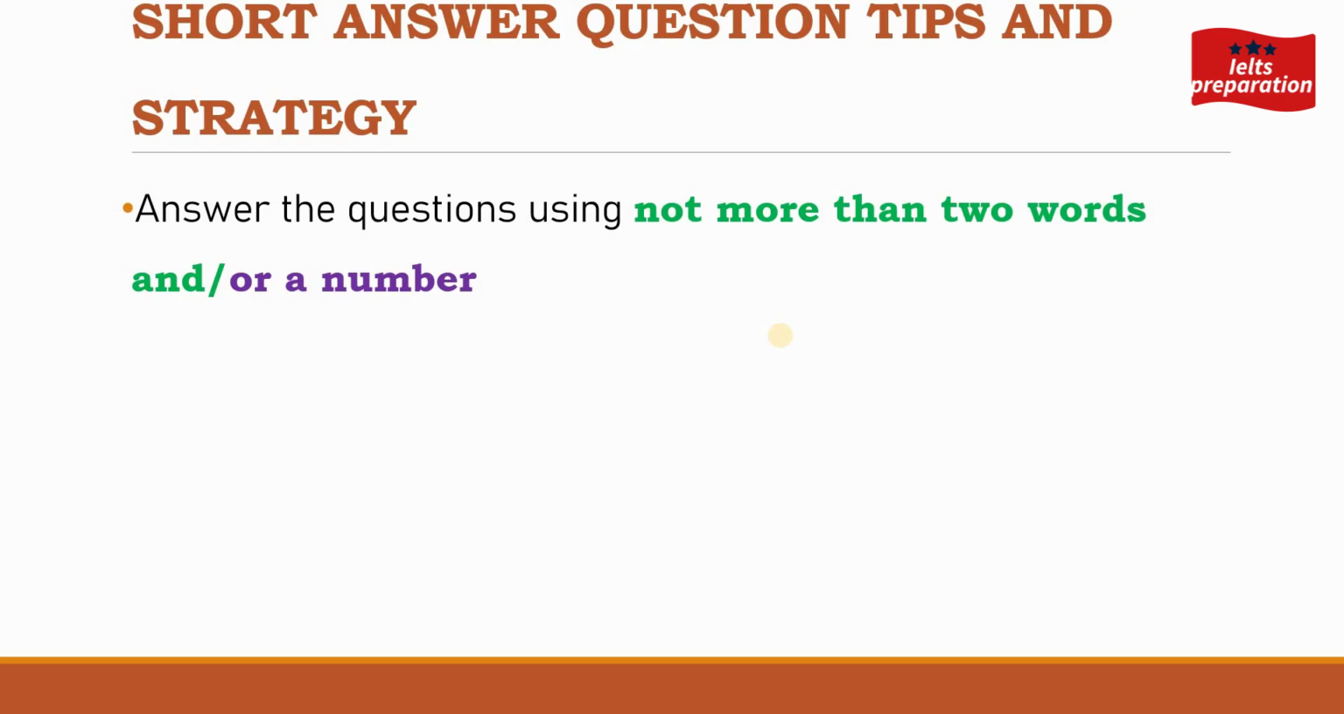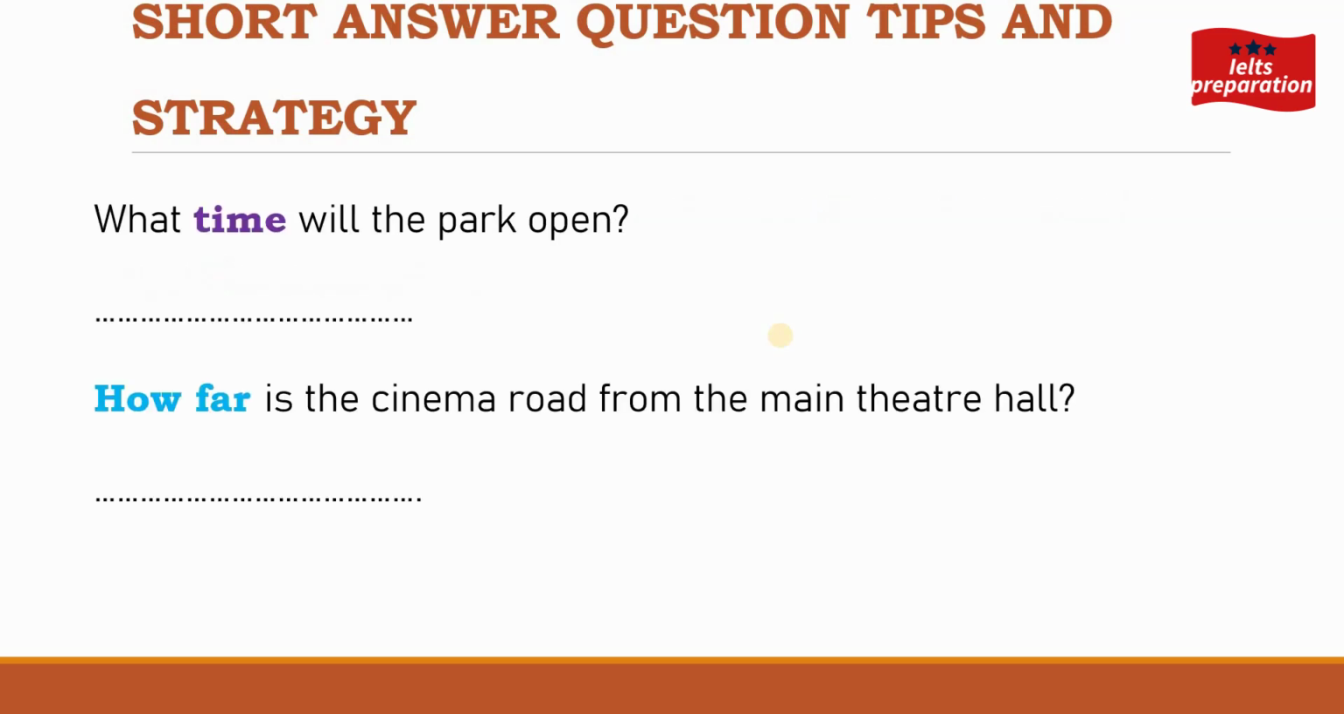You may be given an instruction that you must not write the answer with more than two words and or a number. So in that case, you can write two words and a single number. You can also write only two words. You can also write only a single number. You can write two words in combination with a single number. But in that case, you cannot write two words and two numbers. You can also not write a single word and two numbers. So try to give attention to the instruction.